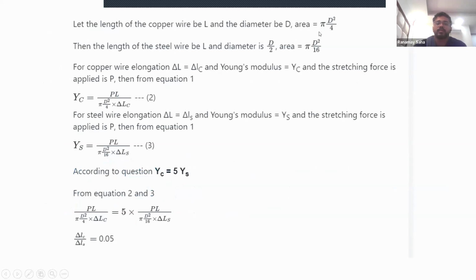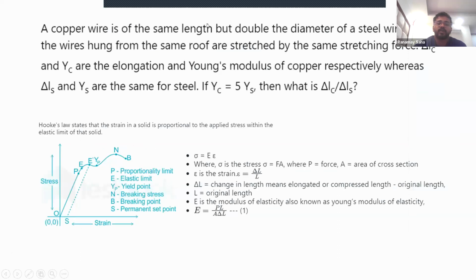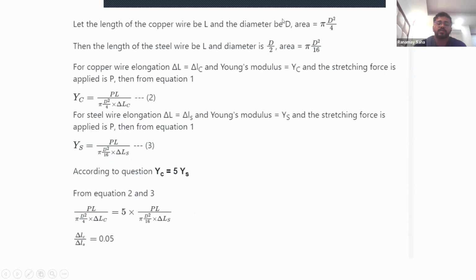Now here, this is a cylindrical wire, so the cross section area becomes pi r square or pi d square by 4. The length of the steel wire is L, and the diameter is d by 2. It is given in this question that the diameter of the copper wire is double that of the steel wire, isn't it? So if you take the diameter of the copper as d, you take half of that as that of the steel wire. So the area in that case becomes pi d squared by 16.